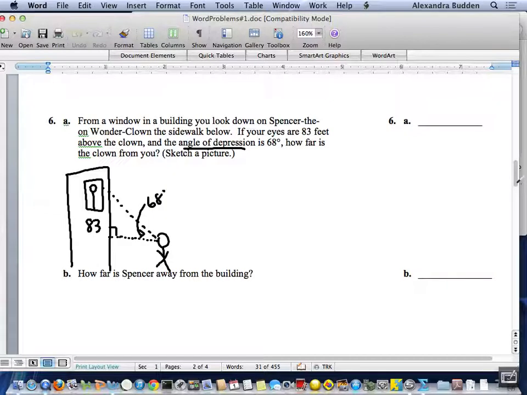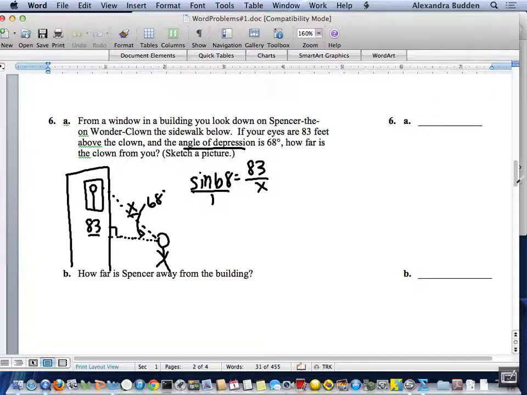How far is the clown from you? So in this case, I'm looking for the hypotenuse, how far I am from the clown. So I need to start by setting up a trig ratio. 83 is opposite, x is hypotenuse, so I want to use sine. So I have the sine of 68 degrees is equal to 83 over x.